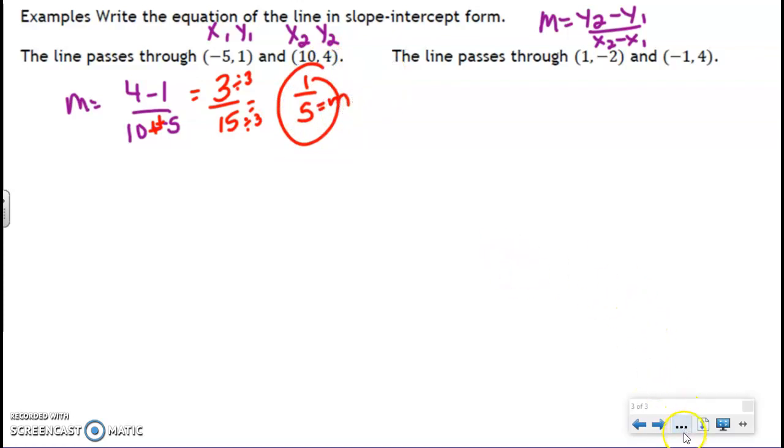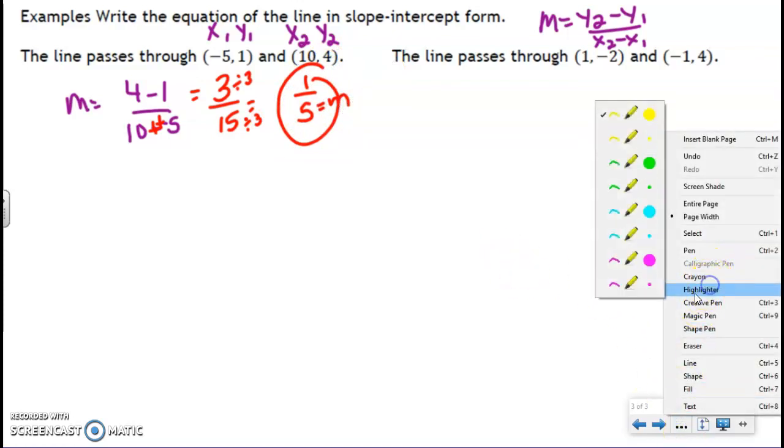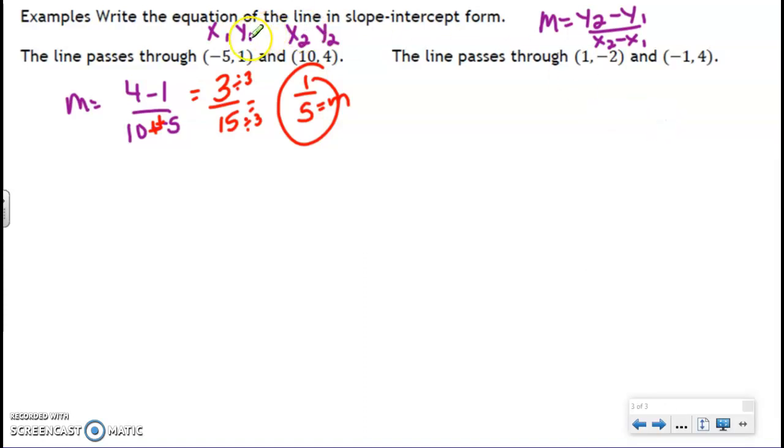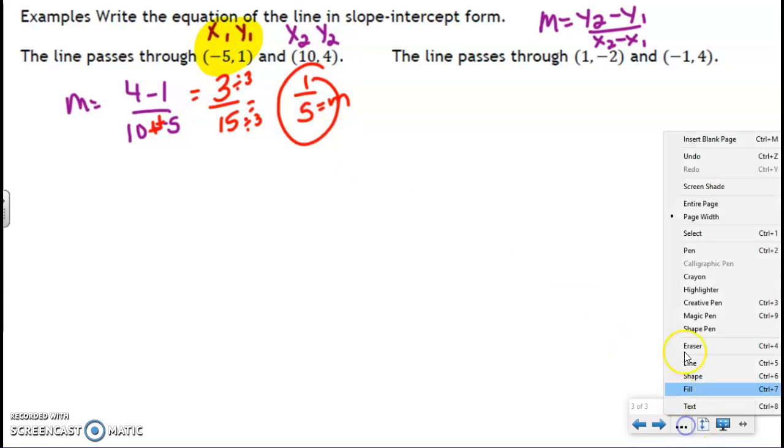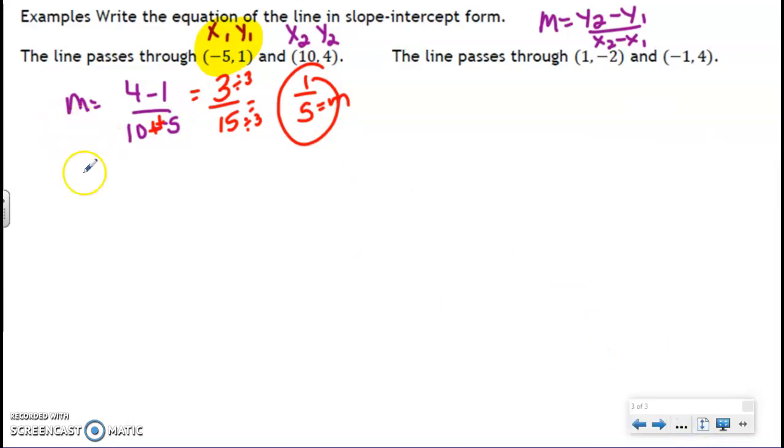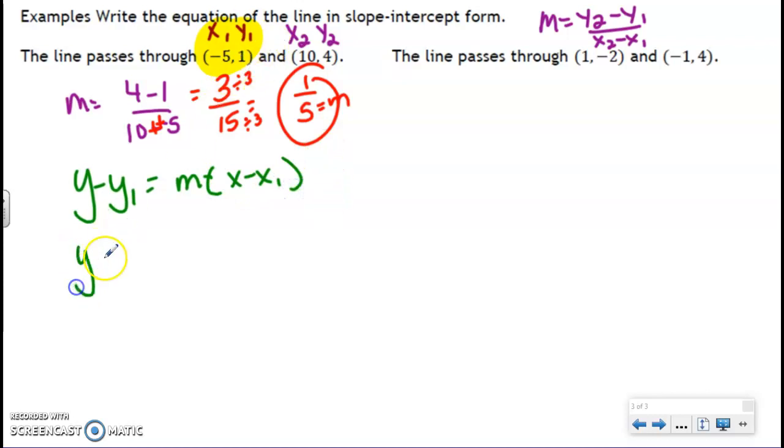And then I'm going to pick one of the points, and it actually does not matter which point I choose. I tend to just go with the first one unless I have a 0 in the second one. And I'm going to plug that into point-slope form. So I'm going to go ahead and use this, y minus y1 equals m times x minus x1. y1 in this case is 1, so y minus 1. My slope, or my m, is 1/5, and my x1 is negative 5, so minus and negative 5.